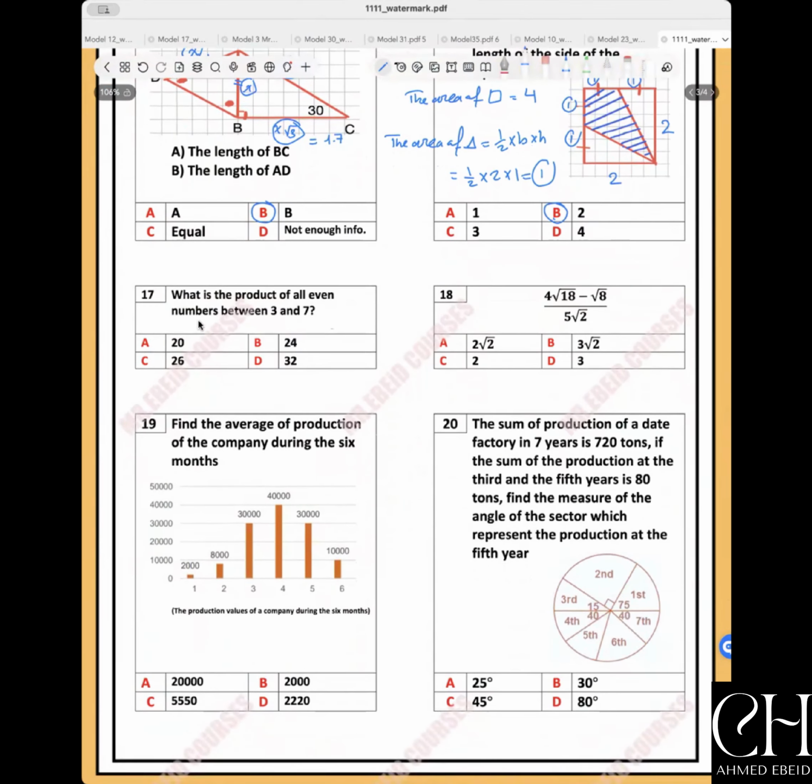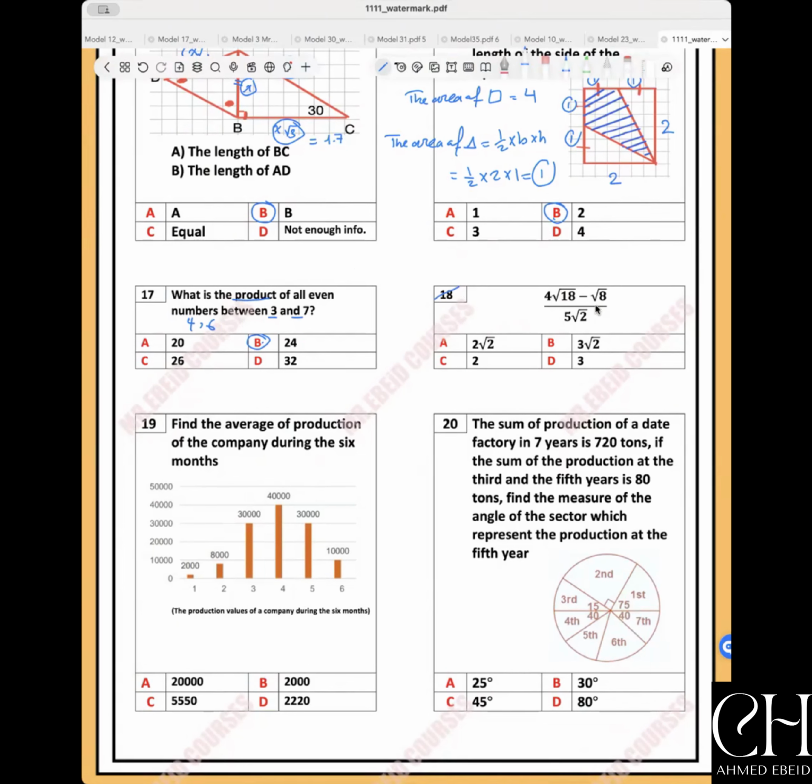Let's move to question 17. What is the product of all even numbers between 3 and 7? You know that even numbers are numbers divisible by 2. We have 4 and 6. Only two numbers lie between 3 and 7. Multiply them because we want to find the product. 4 times 6 equals 24.